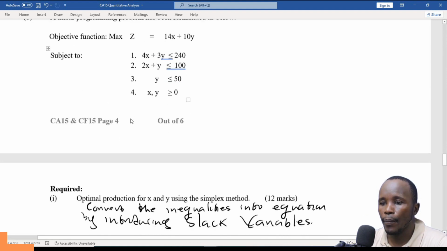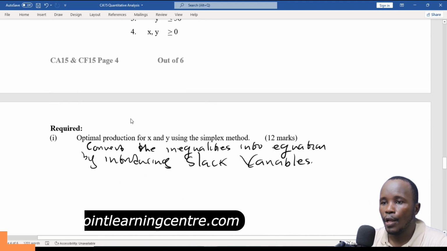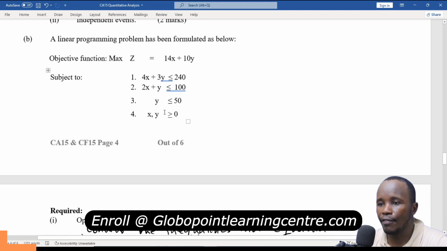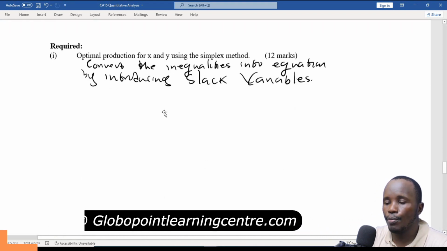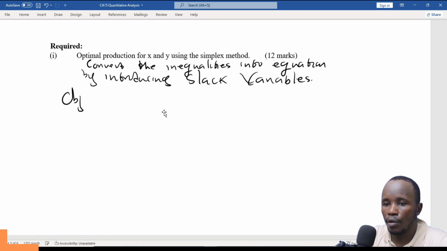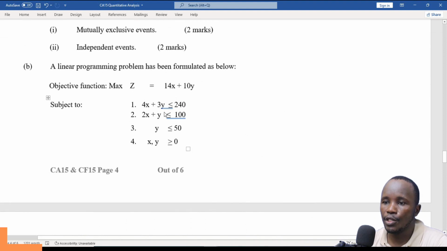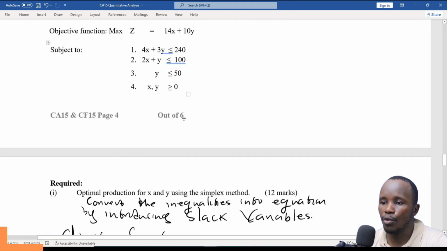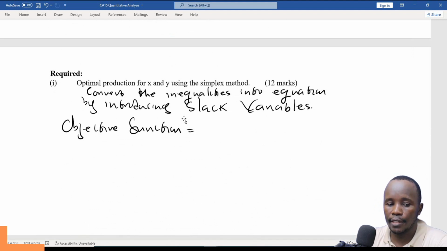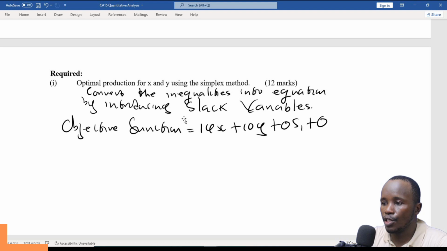Now, since you have 3 inequalities, we shall have 3 slack variables, and therefore our objective function becomes 14x plus 10y plus 0s1 plus 0s2 plus 0s3. That is our objective function.